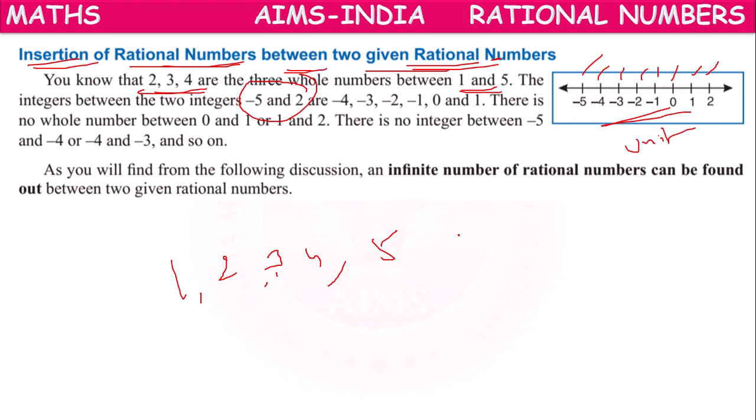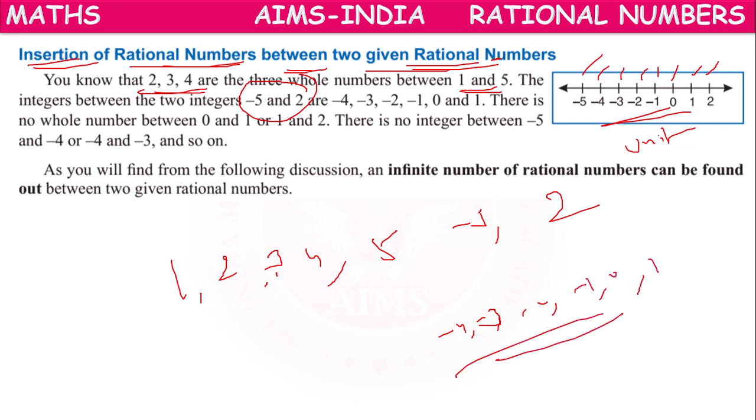Or insert integers between minus 5 and 2. Between minus 5 and 2 means minus 4, minus 3, minus 2, minus 1, 0, 1. These integers we can insert.